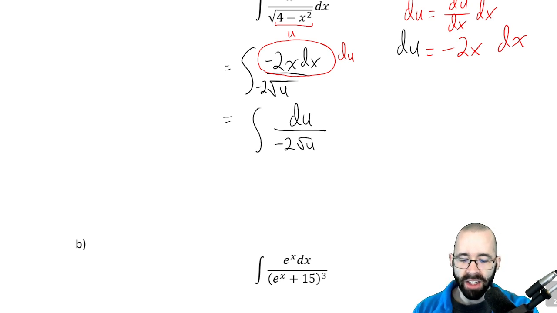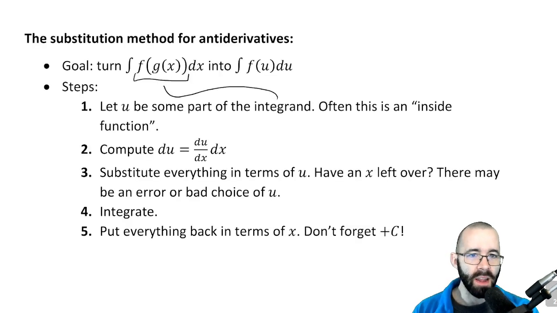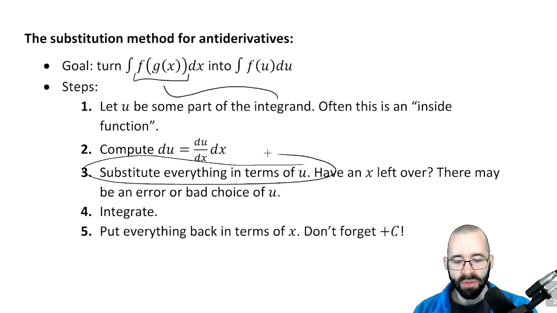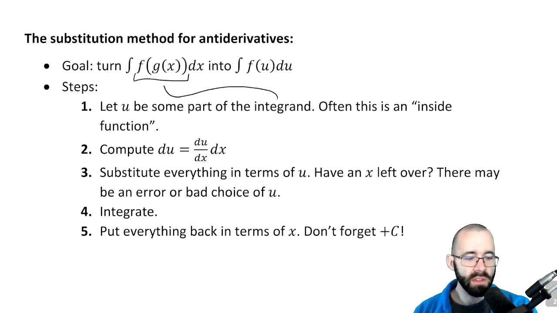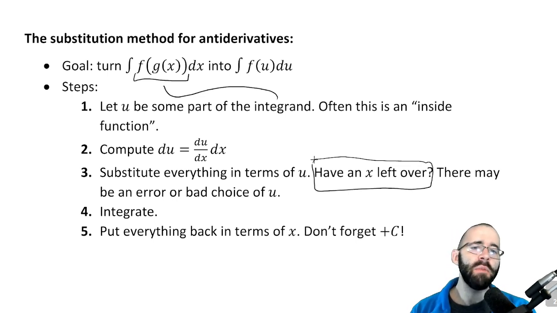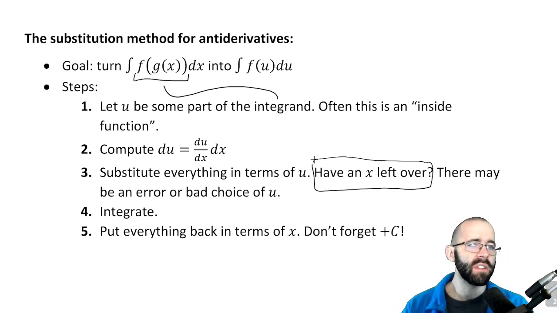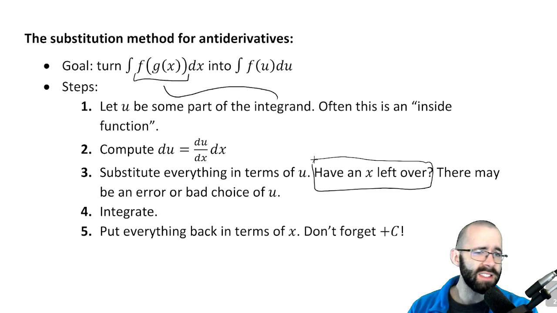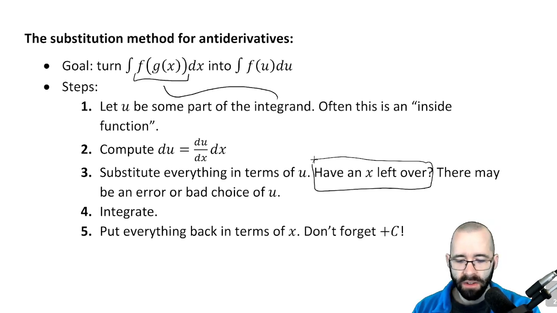And we've completed step 3. We substituted everything in terms of u. We only have u's. And here's a little note: if you try to do this and you have x's left over, you may have made an error or you may have chosen a bad choice of u. We'll see what that looks like again in a future video. I think it's the next video.